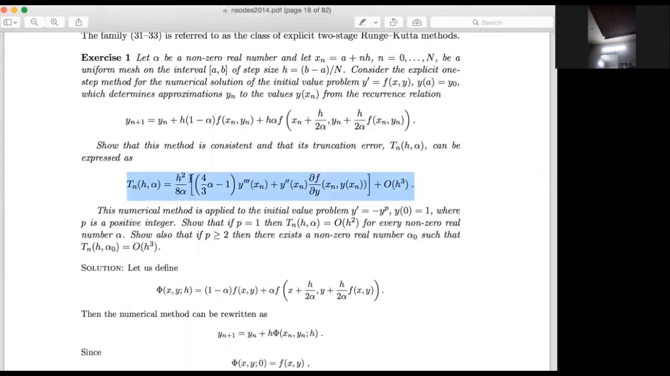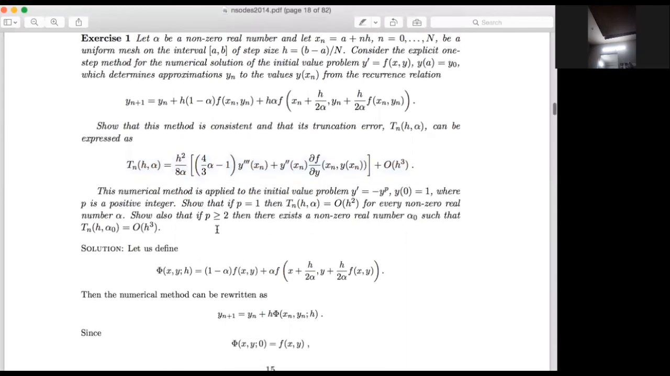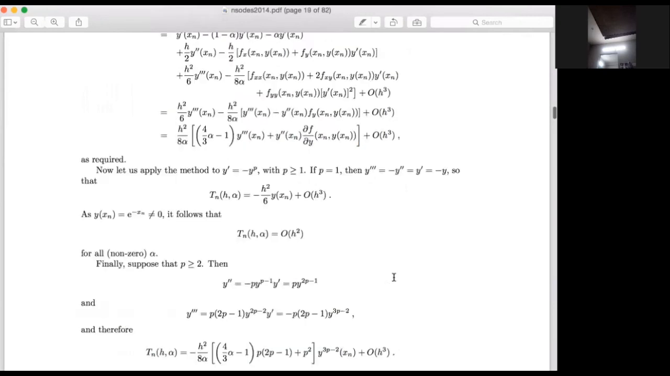So as h tends to 0, the right hand side tends to 0, so that's why the method is consistent. And of course they are asking for some optimum, because alpha is involved here, so we will take a particular value of alpha so that we will have a higher order of convergence. So you can do that example.